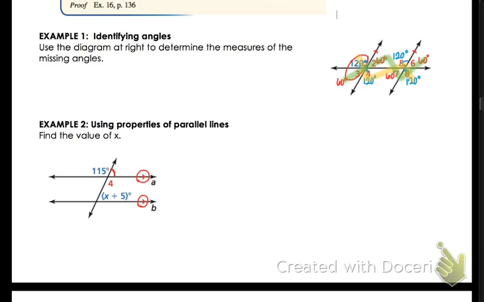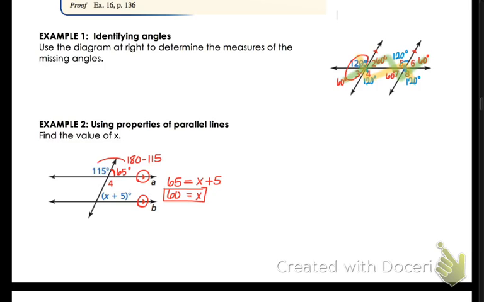And the fact is that these 2 at the top right here are going to make a linear pair. So if I do 180 minus 115, I get, what, 65 degrees? I think that's right. Yeah. And so then, because those are corresponding, I know that they're equal. 65 is going to be equal to x plus 5. And when I subtract 5 from both sides, I get that x is equal to 60.